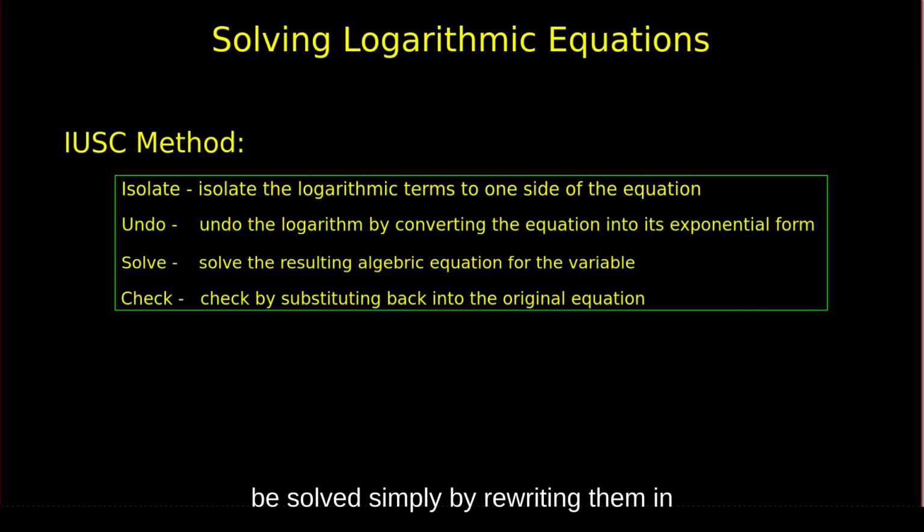Some equations can be solved simply by rewriting them in exponential form. Others require us to use logarithm properties to combine or simplify expressions before we can find a solution. We'll also discuss one of the most common mistakes students make when solving logarithmic equations: accepting answers that don't actually work. Because logarithms have domain restrictions, every solution should be checked in the original equation to make sure it's valid.